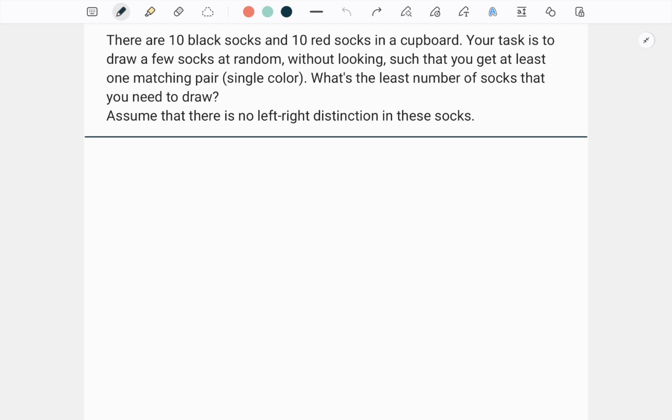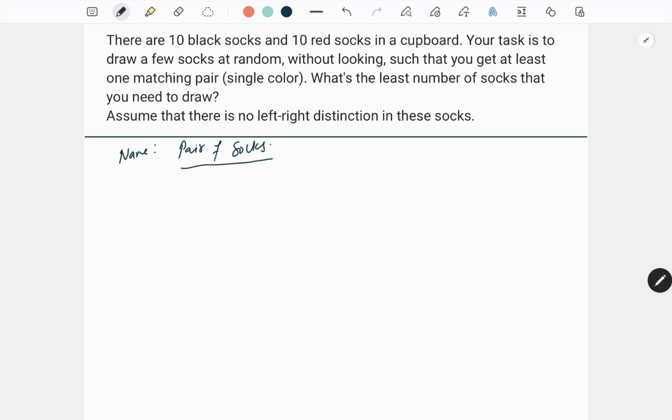So in this video we are going to discuss another puzzle. The name of the puzzle is pair of socks. So here we have to select or get a pair of socks. Let's understand the problem first. How we have to get a pair of socks.